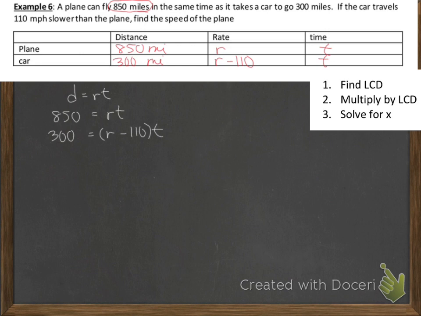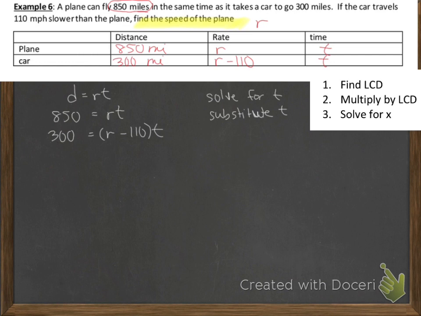All right, so just like last time, we are going to solve one equation for t, and then substitute whatever expression we get in place of t in the other equation, because again, we don't really care about the time. I don't care how long it took. I could find that answer, but that's not what they're asking me. What are they asking me for? They're asking me for the speed of the plane, and remember, the speed of the plane is the variable r that we've defined.